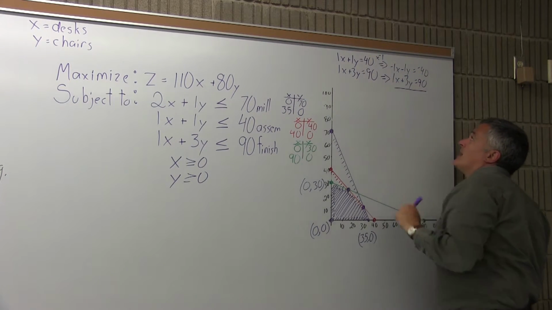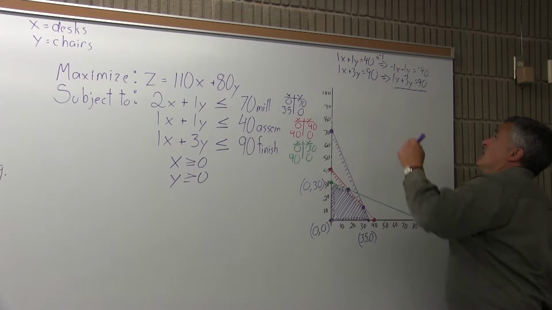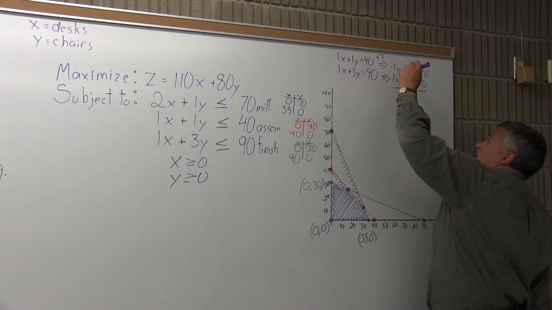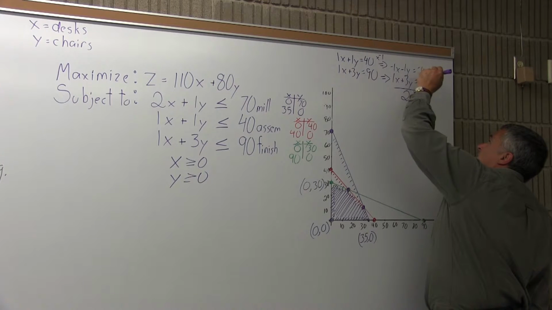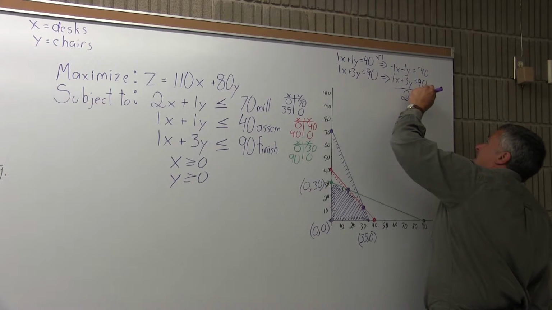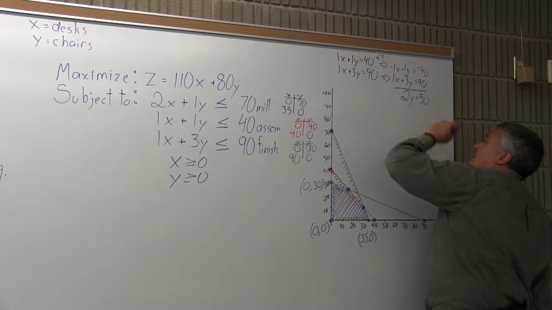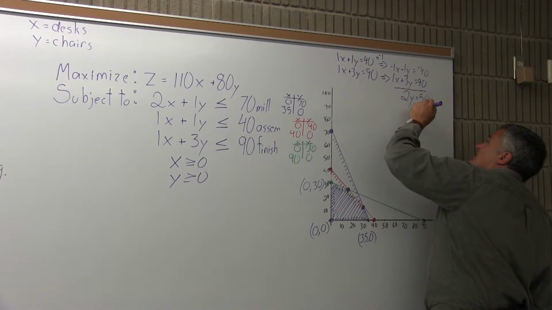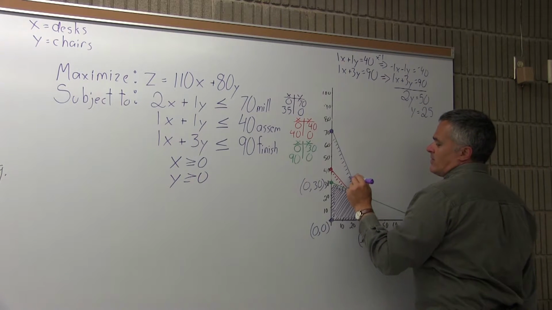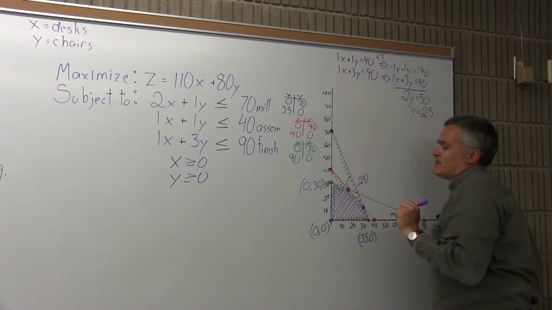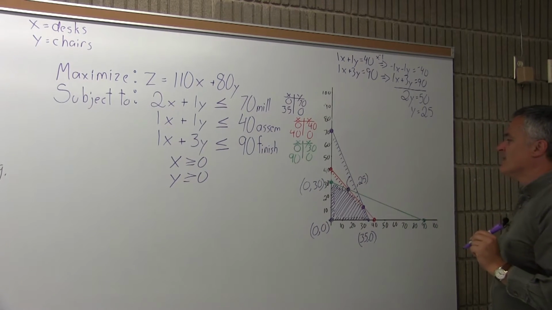And now when I combine the two equations that I have, negative 1x and positive 1x cancel. Negative 1y, positive 3y is positive 2y. Negative 40 and positive 90 is 50. So if 2y equals 50, if you divide out the 2, you'll have y is 25. So the point where the red line and the green line intersect has a y coordinate of 25.